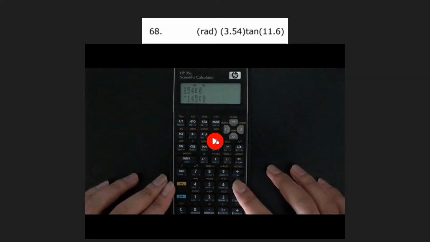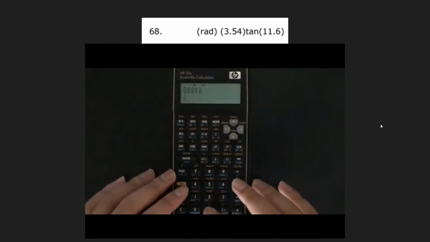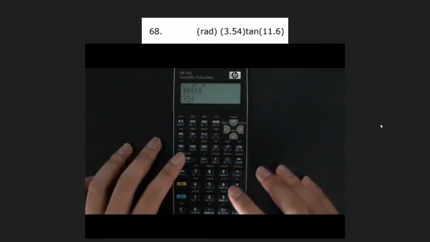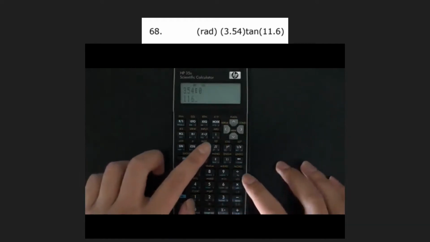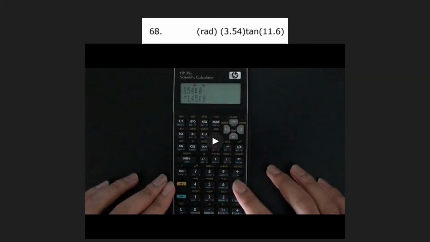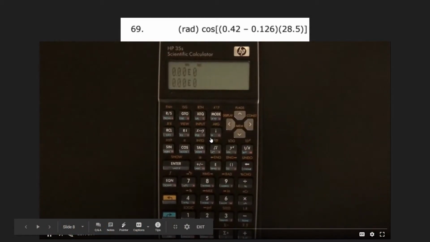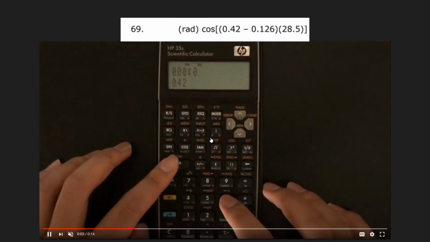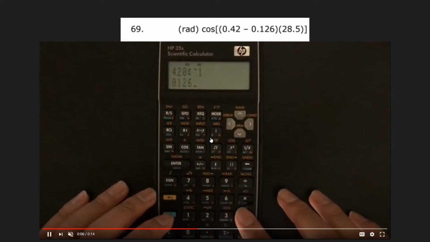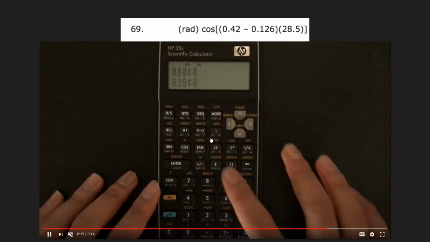Question 68. Start off with, remember you're in radians still, 3.54, enter, 11.6, tangent, multiply. Remember, radians shows up at the top of your calculator. When radians is gone, you are in degrees. Alright, you are still in radians for this problem. It should pop up at the top of your calculator. 0.42, enter. 0.126, subtract. 28.5, multiply, and press cosine.